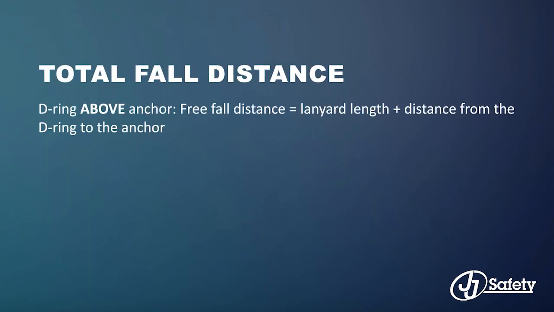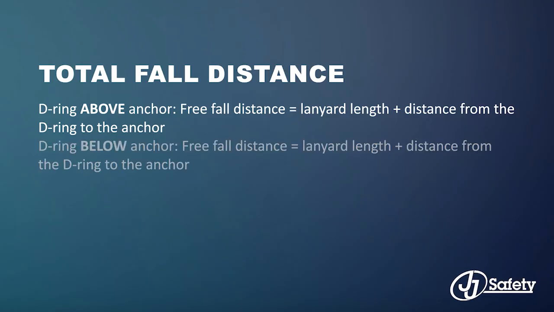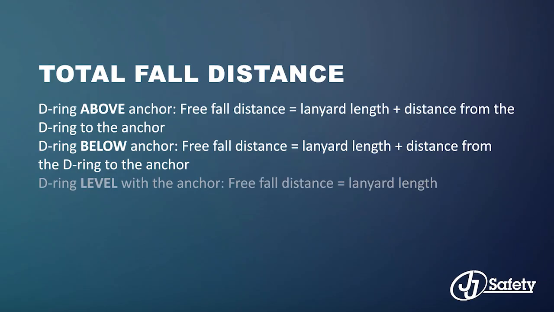D-ring above anchor. Free fall distance equals lanyard length plus distance from the D-ring to the anchor. D-ring below anchor. Free fall distance equals lanyard length plus the distance from the D-ring to the anchor. D-ring level with the anchor. Free fall distance equals lanyard length.